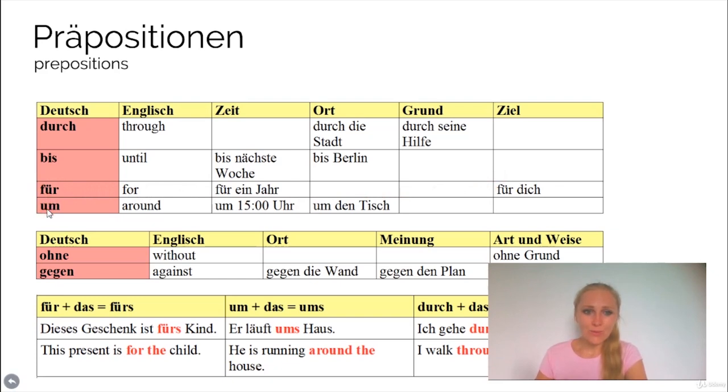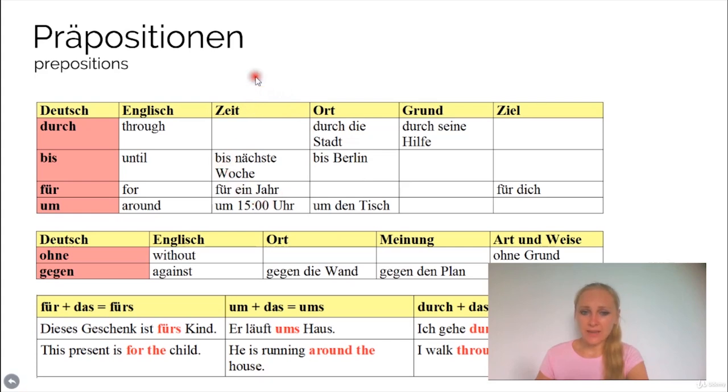The next one, um, means around, or it also means at if it's about time. So here um 15 Uhr means at 3 p.m. And here it also means around: if it's about a location, it means around. Um den Tisch means around the table. You can say wir sitzen um den Tisch, we are sitting around the table. Tisch is masculine, it's der Tisch. So in the accusative, der changes to den, because it comes right after the preposition. So this is if it's about a location.